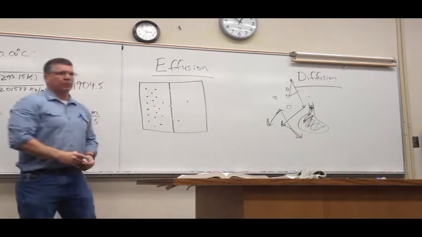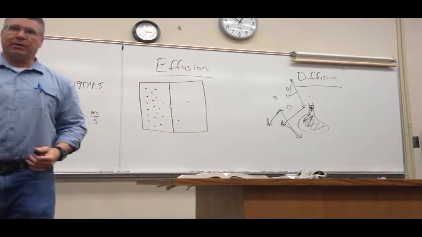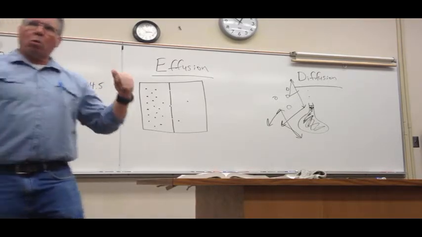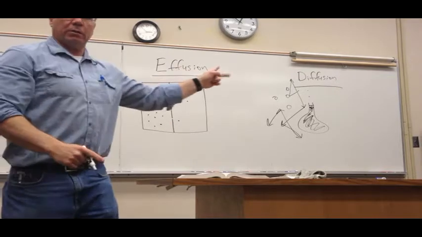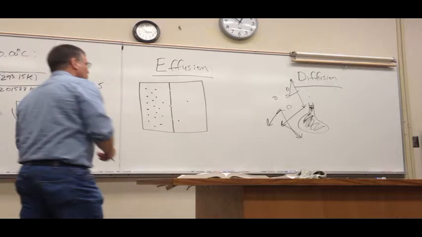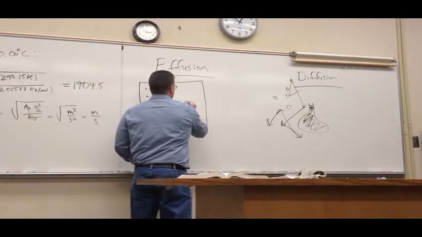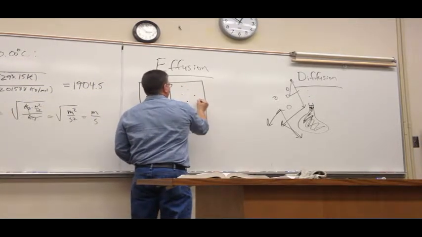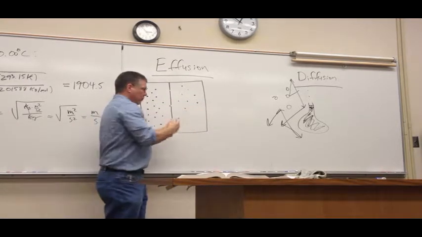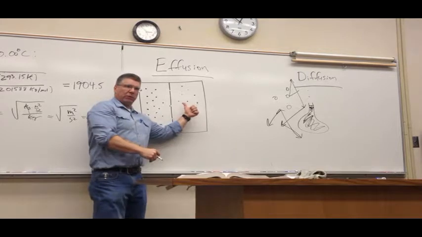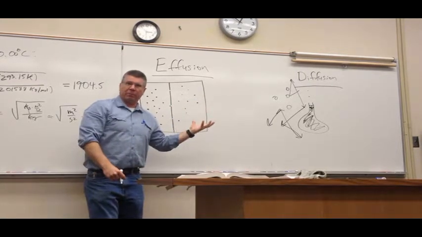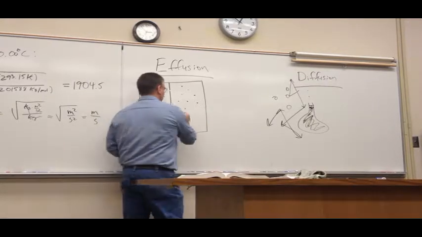That's good. And this process keeps happening. Maybe one of these is going to go back the other way, but on average, more are going to go from left to right than from right to left because there are more over here, until you get to the point where the number is the same on both sides. But then the chance of one going this way is the same as it going that way. So then the rate this way is equal to the rate this way, and the number on each side, on average, stays the same. That's equilibrium.